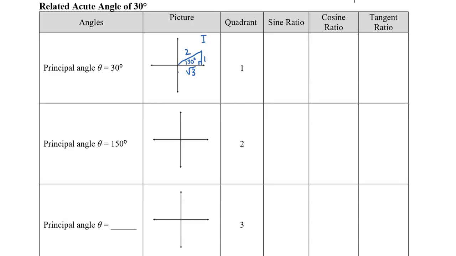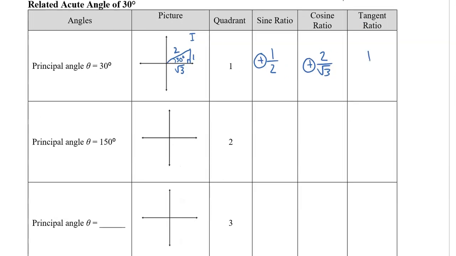So what is the sine ratio of this going to be? Well, sine is opposite, which is 1, over the hypotenuse, which is 2. So it ends up being that. What I'm most concerned about is the fact that it's positive here. The next one, cosine, adjacent over hypotenuse, root 3 over 2. Again, it's positive. The tangent, opposite over adjacent, is 1 over root 3. Again, it's positive. So we can see in the first quadrant that all of sine, cosine, and tangent are positive.